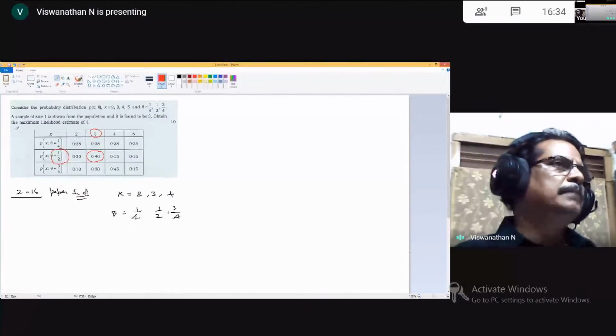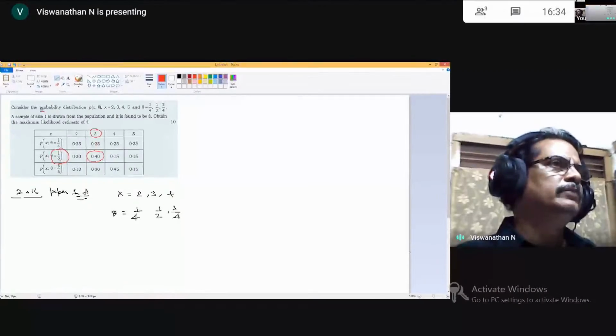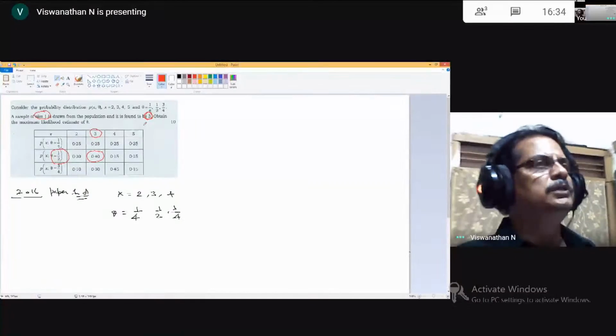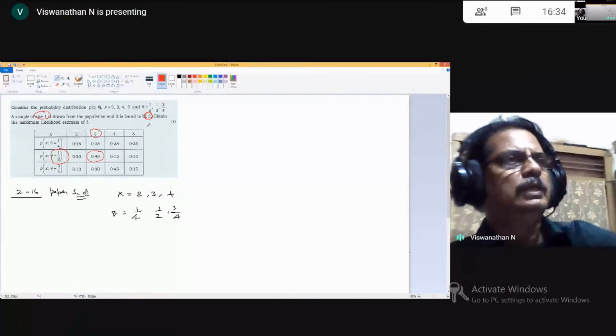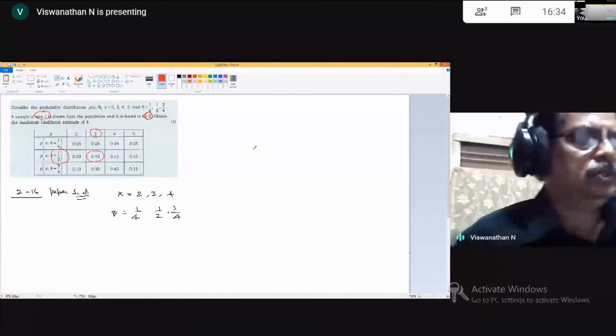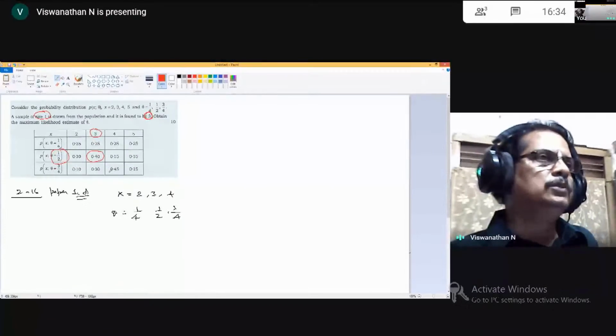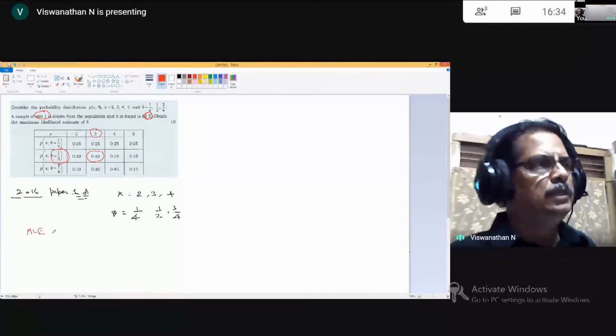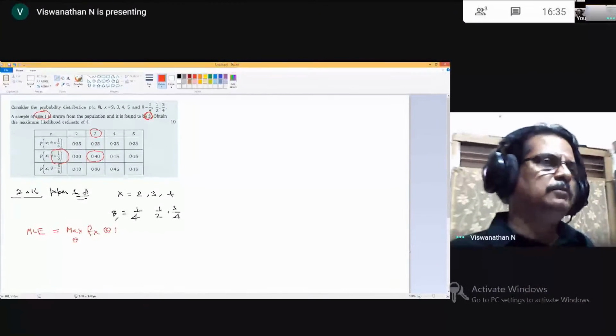So a sample of size 1 is drawn. That means we have taken only one sample from the population and it is found to be 3. This is the most crucial information: we know that the value is 3, and we should check carefully with this. So what is your MLE? MLE is nothing but the maximization of f(x, theta) with respect to theta. This is the idea.